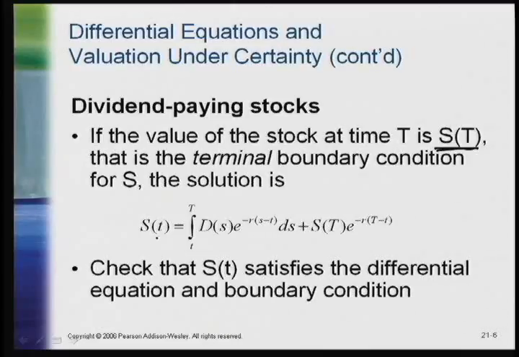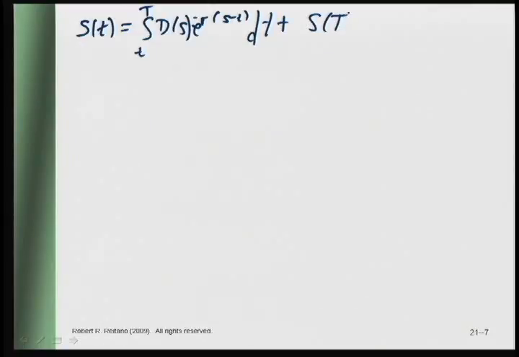Now, we can check that this satisfies the differential equation. I'll just remind you how one differentiates. And the key idea is that we start off with the answer: S of t is equal to the integral from t to capital T of d of s e to the minus r s minus t ds, and then we have S of capital T e to the minus r of capital T minus t.